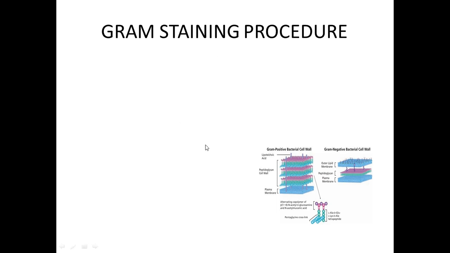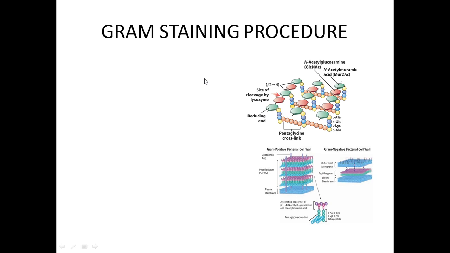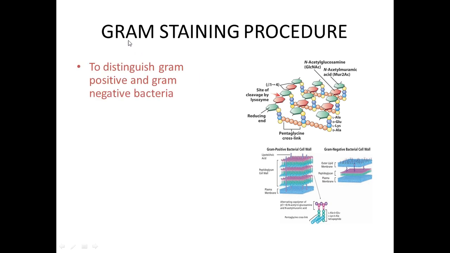In today's video, we're going to look at the gram staining procedure, which is a staining method normally used in the field of microbiology to differentiate between gram-positive and gram-negative bacteria. The staining procedure was first discovered by a scientist called Hans Christian Gram, so he used his name, Gram, to name the staining procedure.